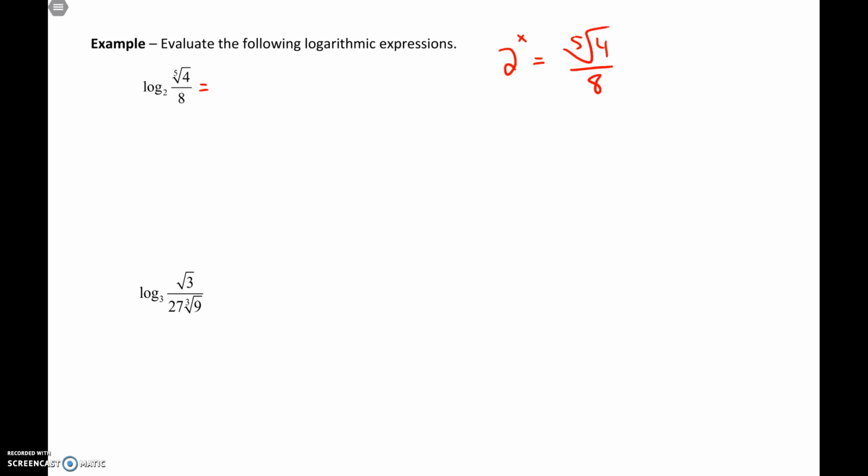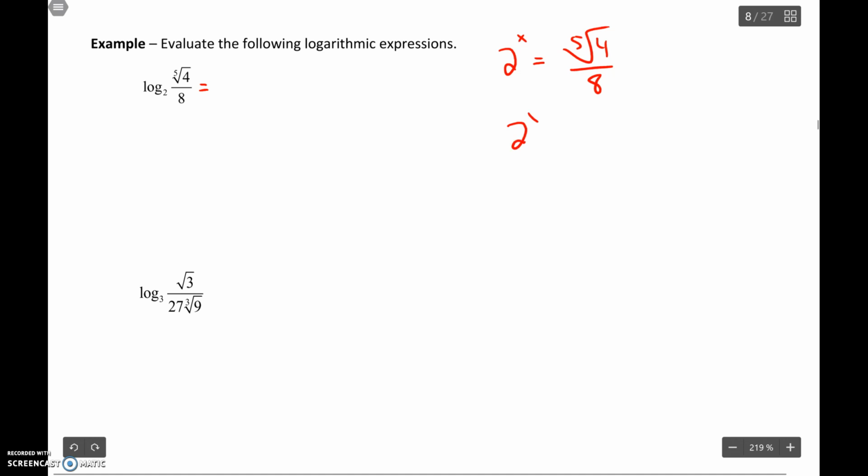So what base can I get 2, 4, and 8 to so that they're all the same? Base 2. So this one I'm going to leave alone. 4 I'm going to write as 2 squared. And 8 I'm going to write as 2 to the 3rd. Okay? 2 to the x equals. Now, if you have the 5th root of 2 squared, remember, the 2 becomes the numerator of your fraction, and the 5 becomes your denominator.